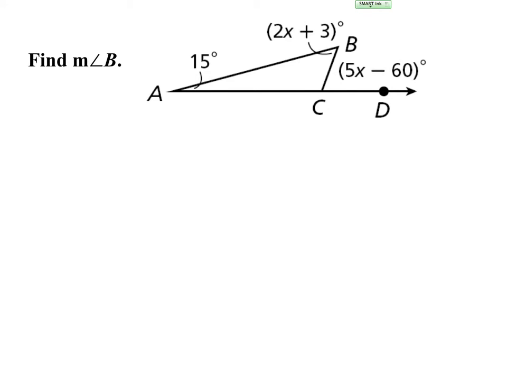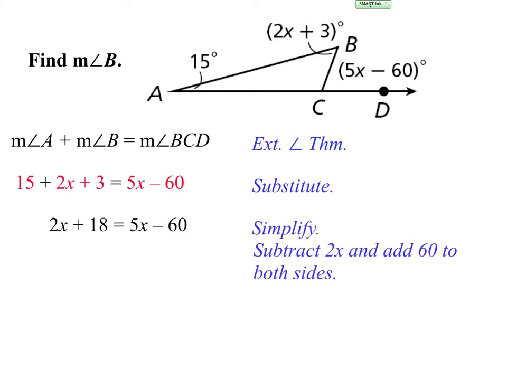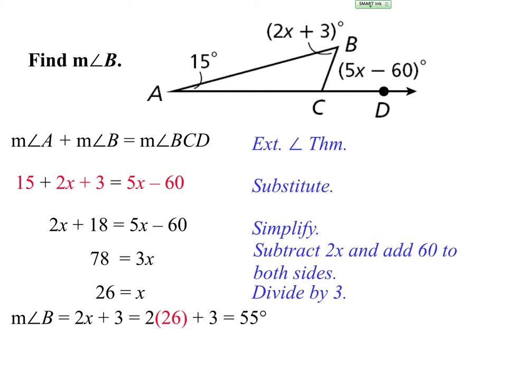How about this one? It doesn't just have the degree measures. Now we're going to have to write more of an equation. Okay, so write down the exterior angle, 5x minus 60, has to equal what plus what? Divided by 3, is that what we're doing? X is 26. So then how do I find angle B? 2 times 26 plus 3. 55 degrees? Does that one make sense?